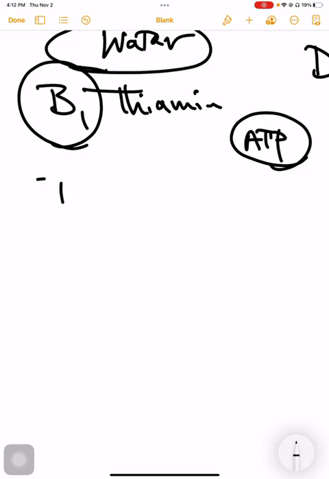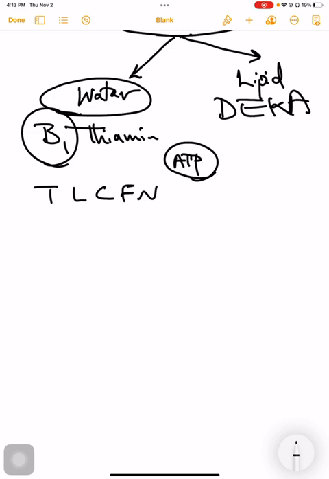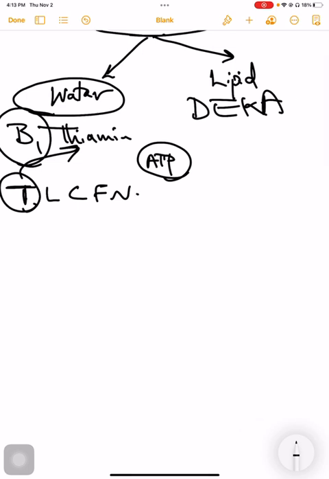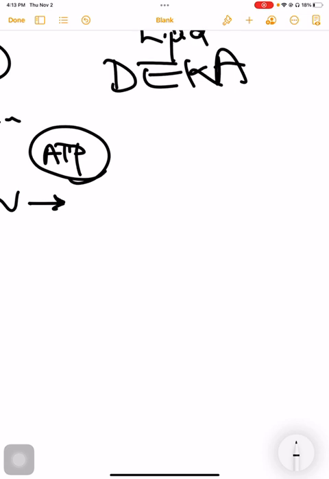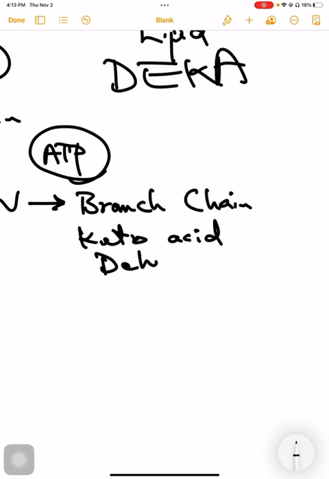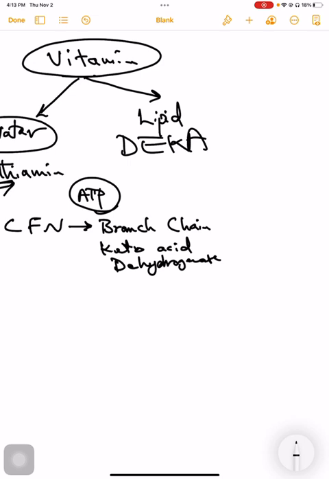First, we need it in some enzymes that need TLCFN, tender loving care for Nancy. We have 3 enzymes that need TLCFN, and T is actually thiamine, okay? It's thiamine. And TLCFN is needed in 3 enzymes. First of all, branch chain keto acid dehydrogenase. This is an enzyme for the metabolism of branch chain keto acids.